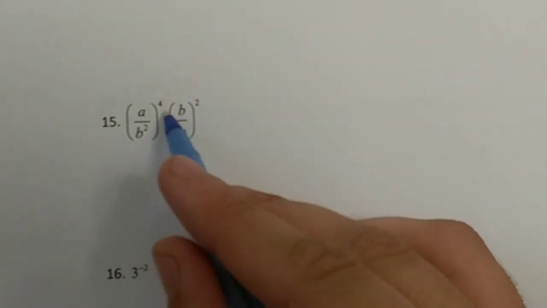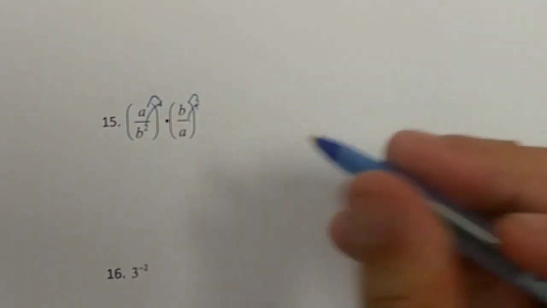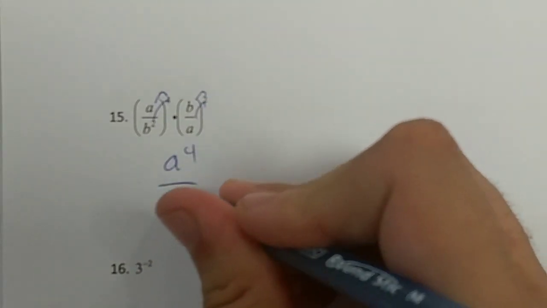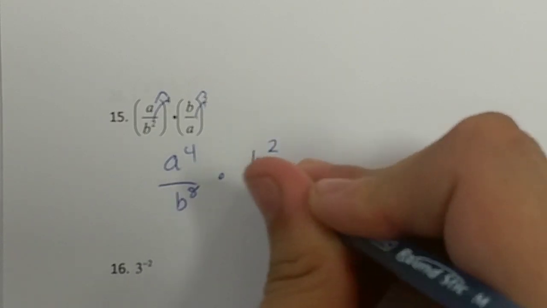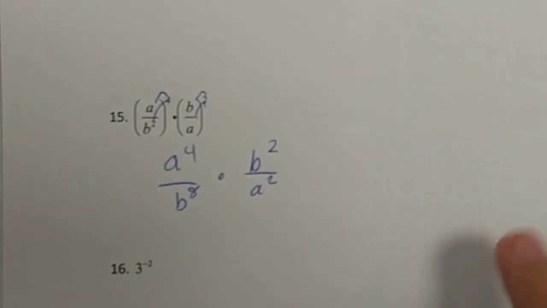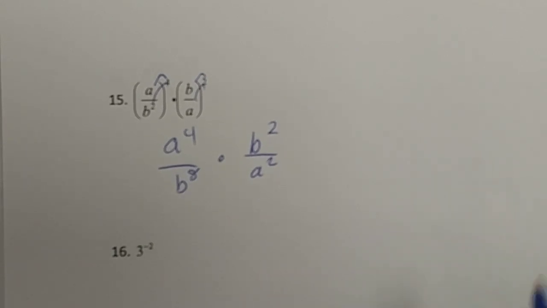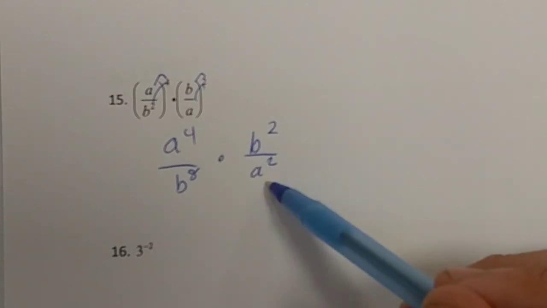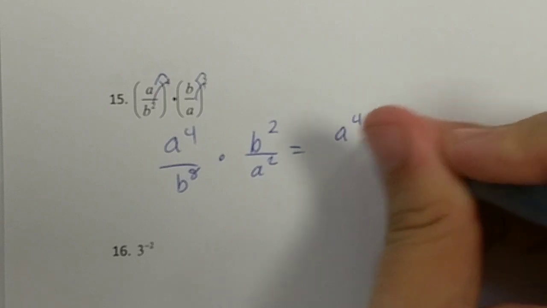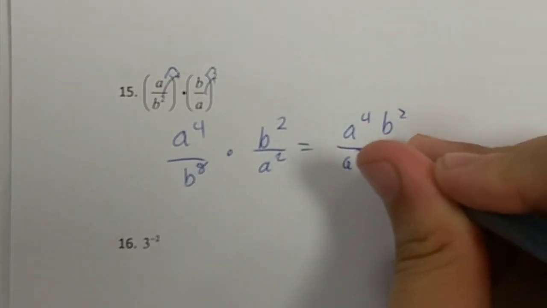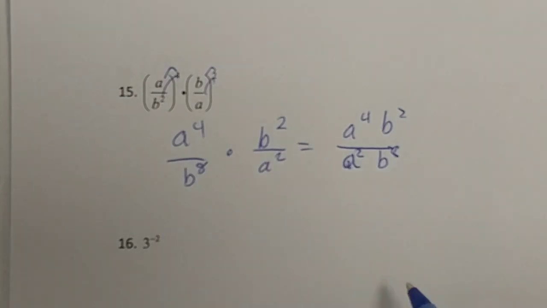Over here, though, not as easy. Let's take the 4 and distribute to here, and let's take the 2 and distribute to here. A to the 4th, b to the 8th times b to the 2nd over a to the 2nd. And again, try to follow along on your actual physical test. You pause the video if you need to. So a to the 4th times, now if I were to combine them, that'd be a to the 4th, b to the 2nd, over a to the 2nd, b to the 8th. The only reason I move a in front is because alphabetically a is first.